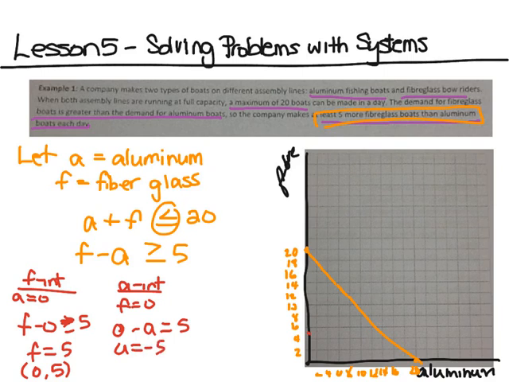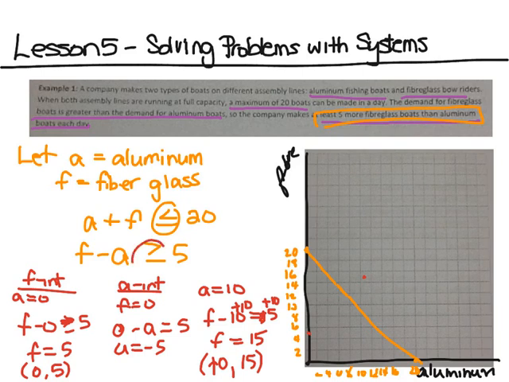Because we don't have that on a graph, we're just going to find another point. Let's choose a point at 10, so let A equal 10. Then F minus 10 is equal to 5, plus 10 to both sides, so F is equal to 15. I got ahead of myself. So we will have a point at (10, 15). Because it's greater than or equal to, it'll be a straight line, so we draw a straight line connecting the points.